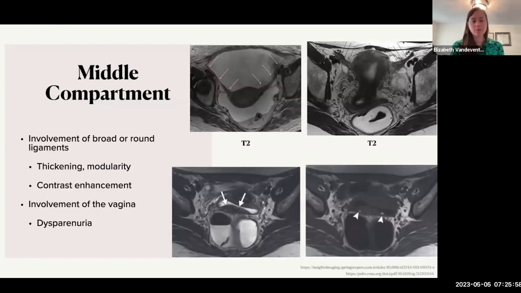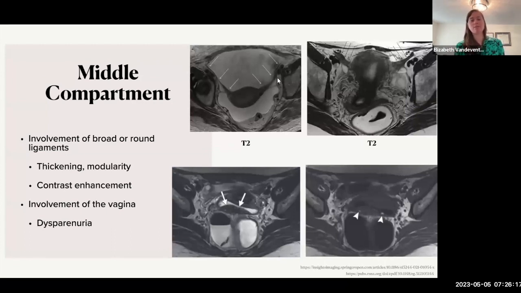Moving on to the middle compartment, the things that we look for on MRI include involvement of the broad and round ligaments and involvement of the vagina. Again, endometriomas we already discussed, so we don't need to cover those. So this is a nice normal picture of what the broad ligaments should look like.